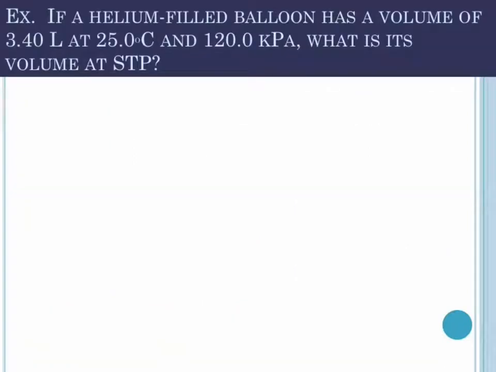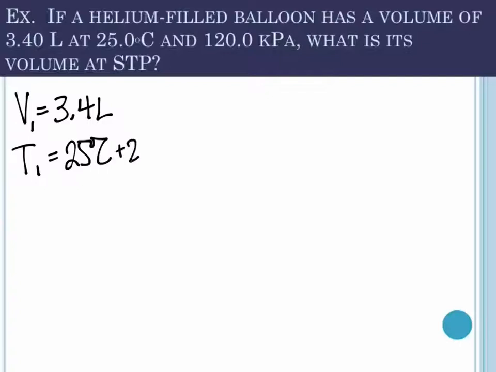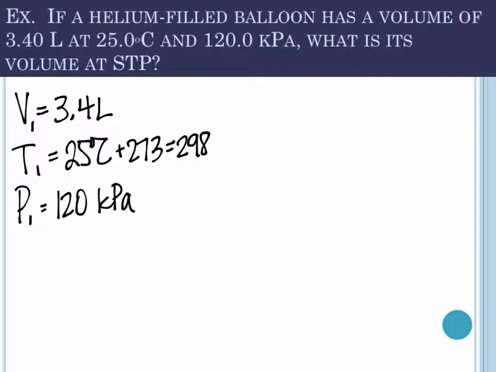Okay. If a helium-filled balloon has a volume of 3.4 liters, and it has a temperature of 25 degrees Celsius plus 273, so 298, and we have a pressure of 120 kPa. What is its volume at STP?